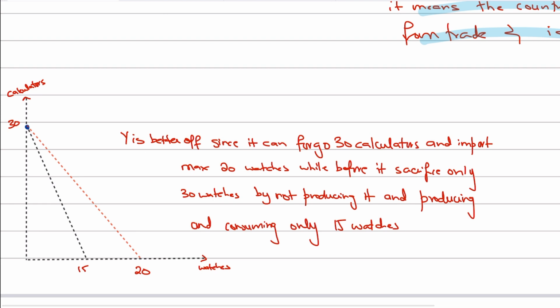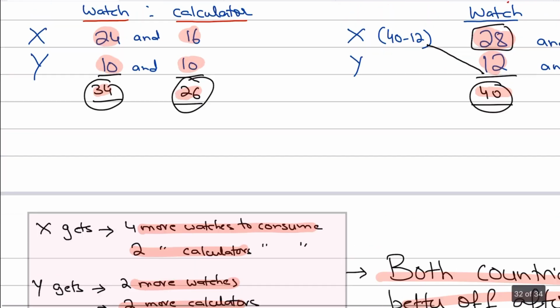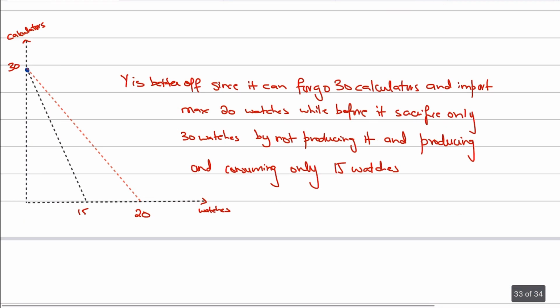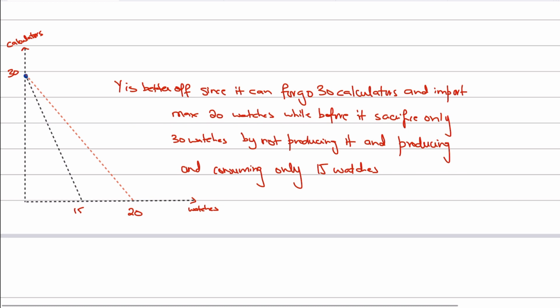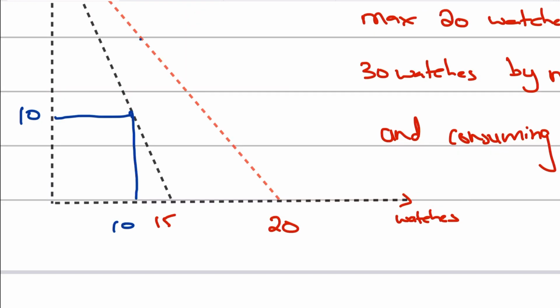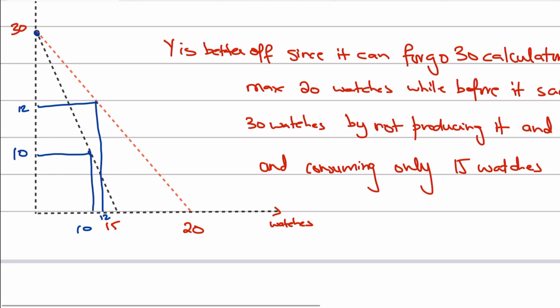Same goes for country Y as well. If you look at country Y, the production possibility curve shows 10 watches and 10 calculators. So 10 watches would be somewhere here and 10 calculators would be somewhere here. So 10 and 10. And now how much is being consumed? 12 watches and 12 calculators. So 12 watches and 12 calculators would be somewhere over here. Now this is not a graph paper, so this is just roughly drawn. So we can see that the consumption possibility, again guys, is more than your production possibility.